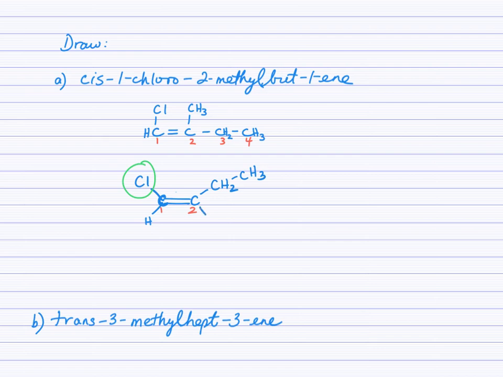Carbon 2 also has the methyl group. And so between these two groups of atoms, the CH2, CH3 is bulkier than the CH3. And so you can see as we consider the plane of the double bond, both bulky groups are on the same side. They happen to be both above. You could have drawn them both below, that would be fine. And that's the cis arrangement.